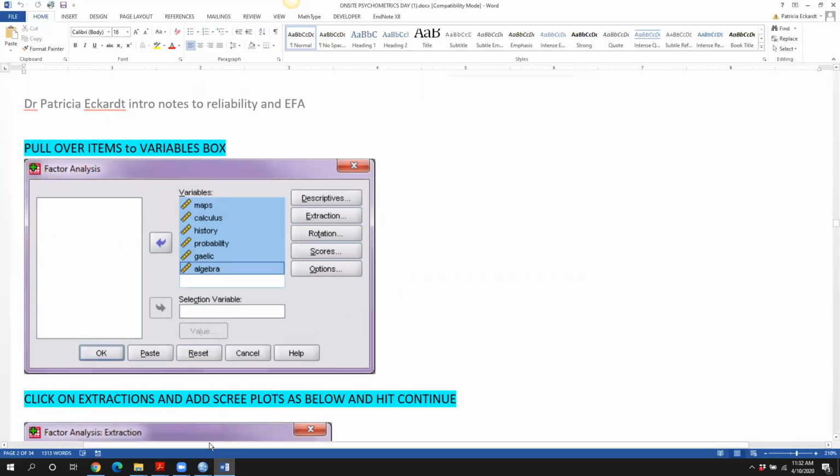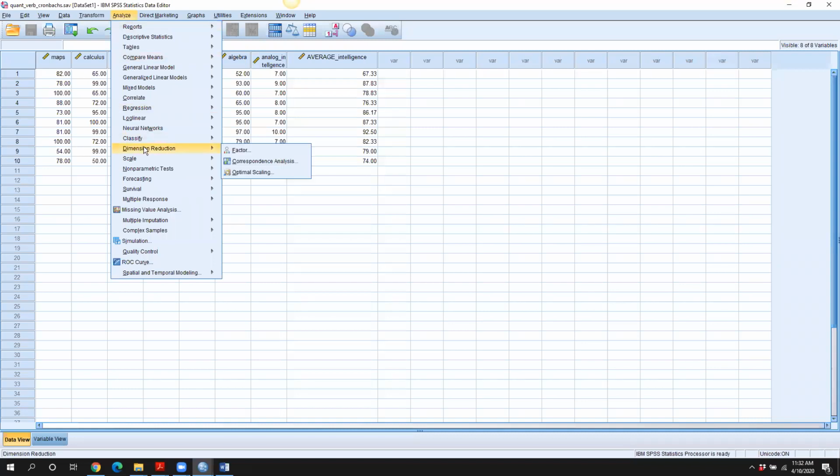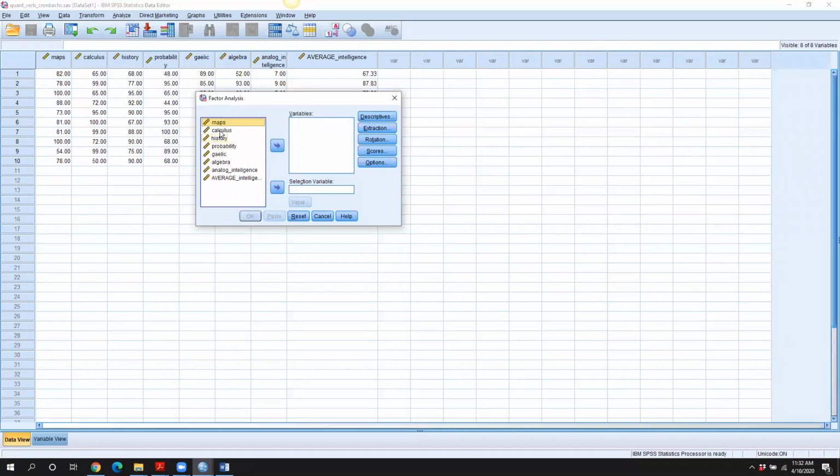Okay, so let's start. So here's the data set. We're going to go to Analyze, Dimension Reduction, Factor, and pull over the variables we care about for this. Those 6 exams these young boys took: Maps, Calculus, History, Probability, Gaelic, and Algebra.